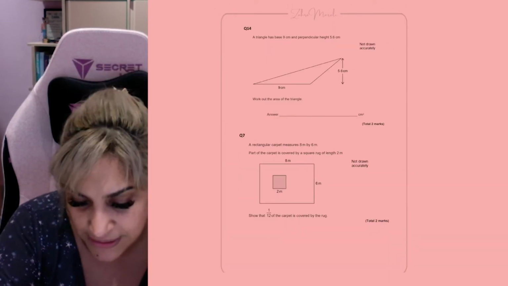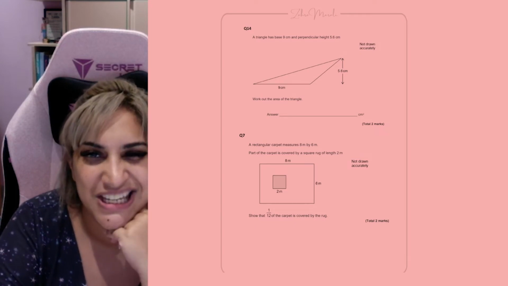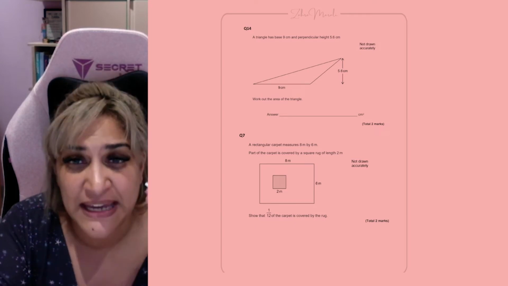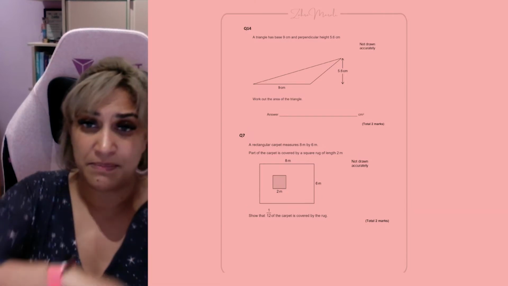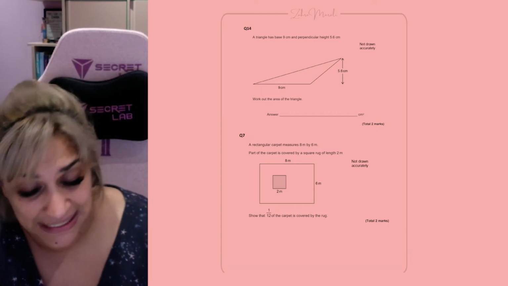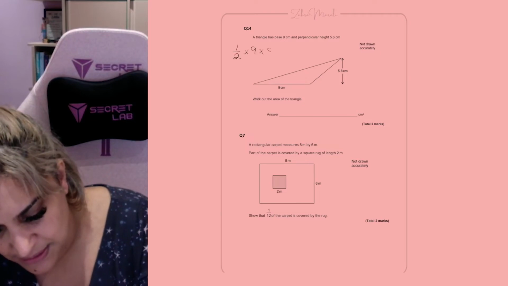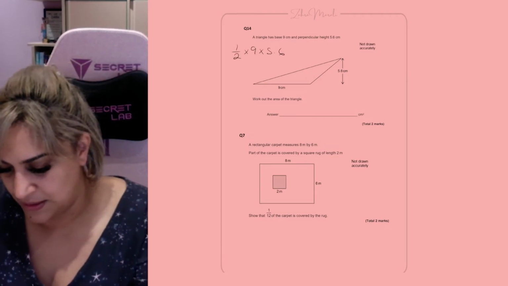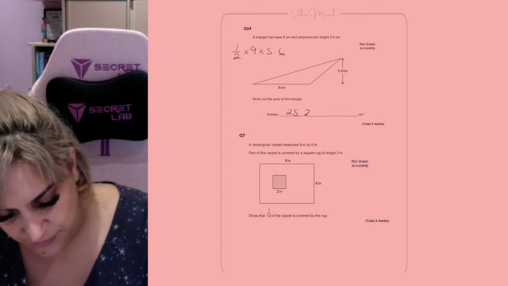Right, we've got a triangle, it has a base 9 and a perpendicular height. If it had given you all the sides, you're not interested. You're interested in the one that meets it at right angles. It doesn't matter if it's not exactly on the thing. So the area for triangles is half times 9 times 5.6. So when you plug that all into your calculator, you get 25.2.